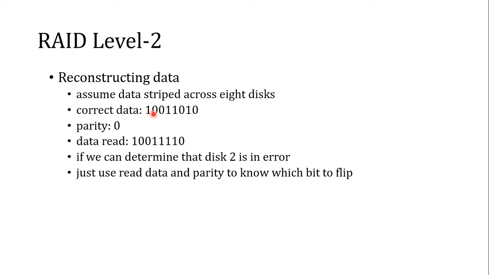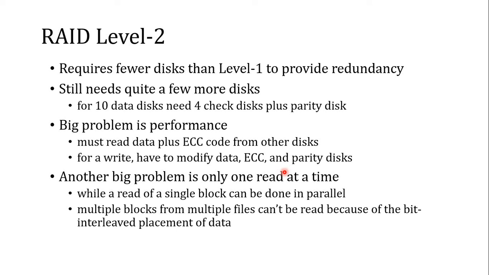If you think from the right hand side, there are disk 0, disk 1, disk 2, disk 3, up to disk 7. If you check that this 0 was changed to 1, then disk number 2 has the problem. If disk number 2 has the problem, then ECC will change the disk according to the original data, and the parity will match. So just read the data and parity to know which bit to flip. For this you have to maintain the ECC on another hard drive for the correctness of the data.